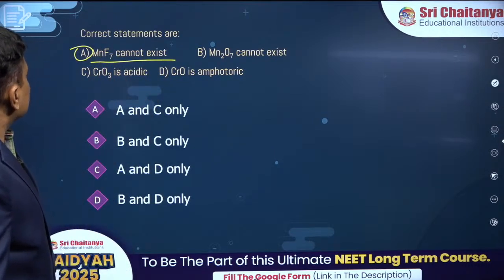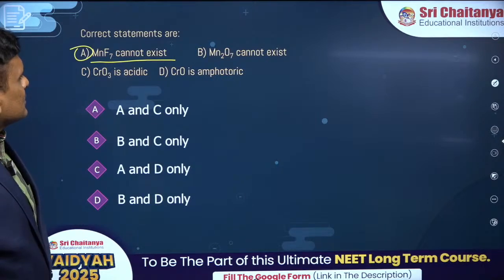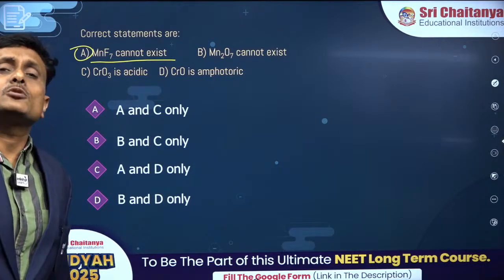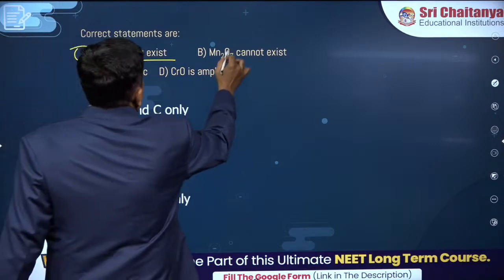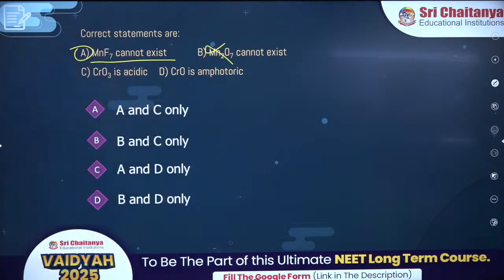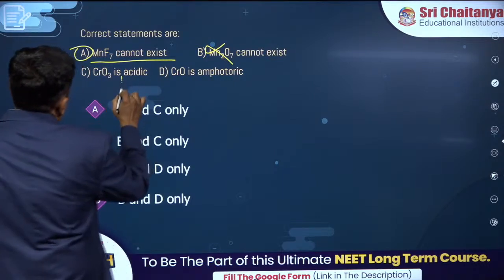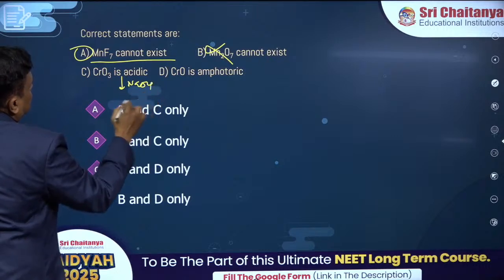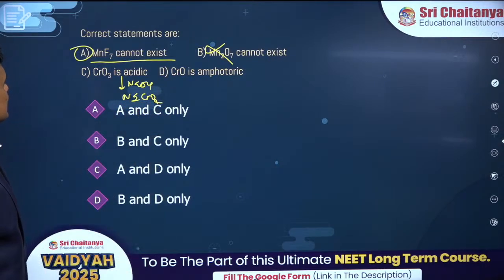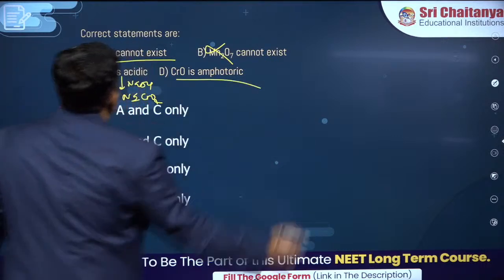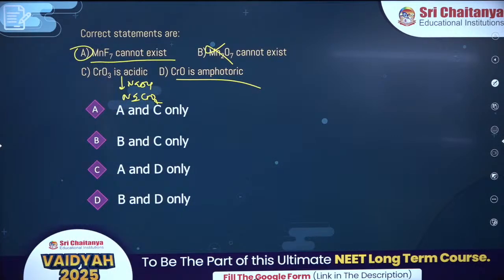What else? Mn2O7 cannot exist. Mn2O7 exists because 7 oxygens are around 2 manganese. That's not 1 manganese. So that exists. This is incorrect. CrO3 is acidic. Correct. CrO3 by nature is acidic. That's the reason why it reacts with NaOH to give you Na2CrO4, isn't it? And CrO is amphoteric seems to be wrong. So A and C should be the right answer. Yes, correct. CrO, as far as I know, is basic.